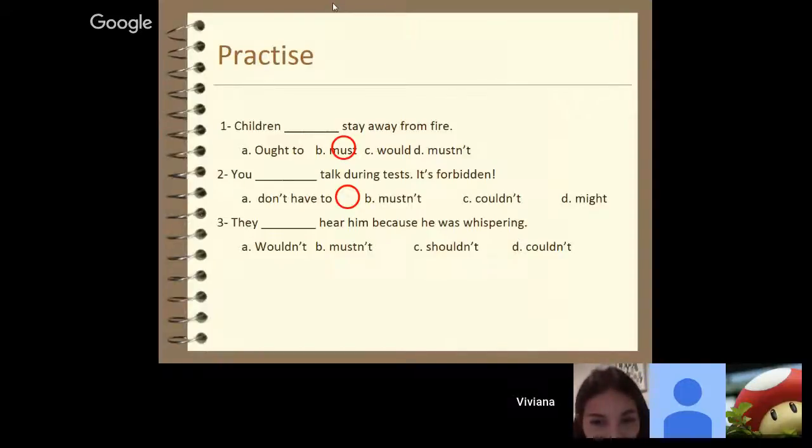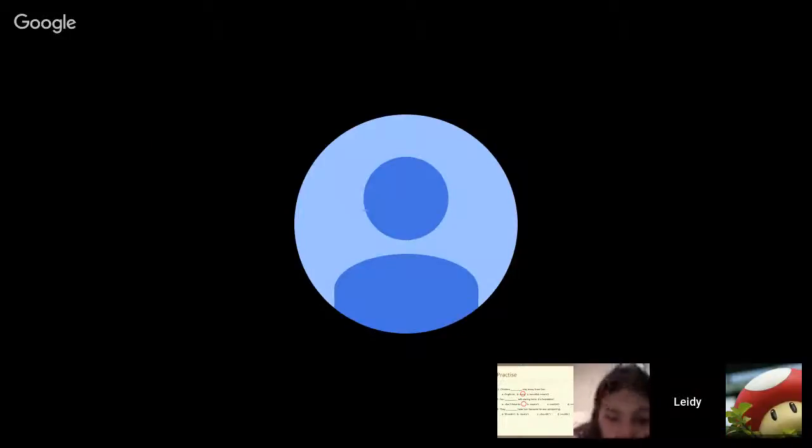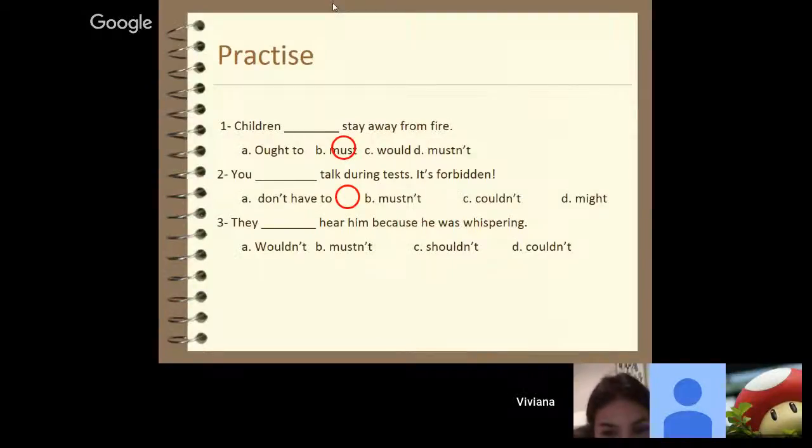Do you understand, Angie? Hey, lady, I'm sorry. Yes, teacher. Ahí es como no puedes, o sea, es definitivamente no se puede porque es prohibido. Okay. Lizette, can you do number 3, please?